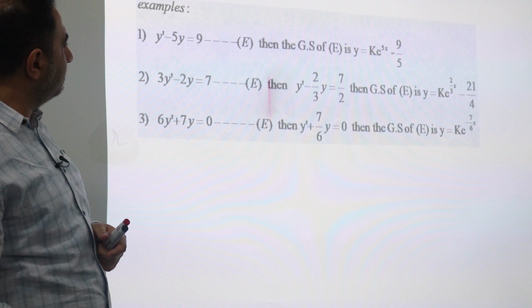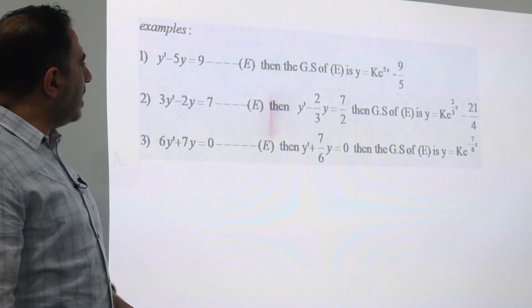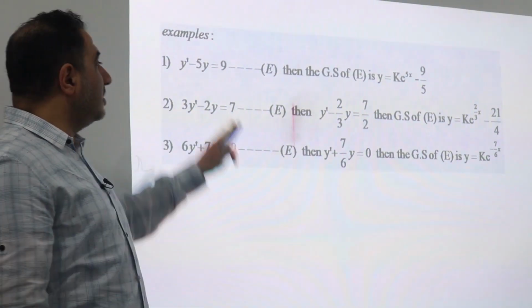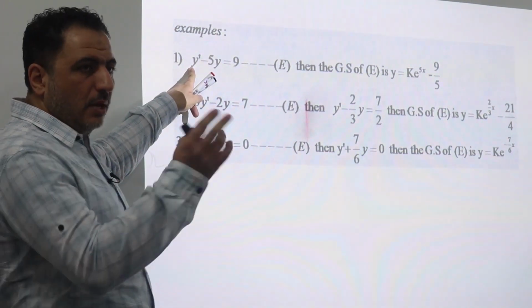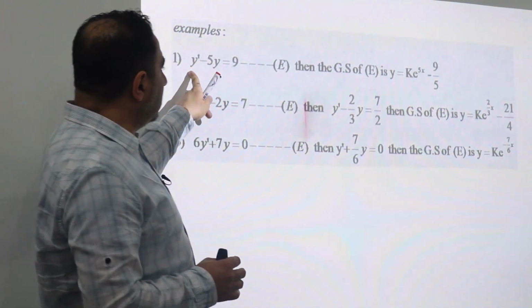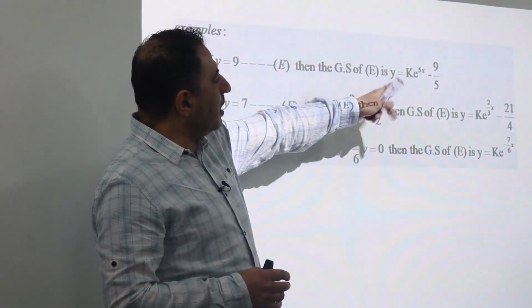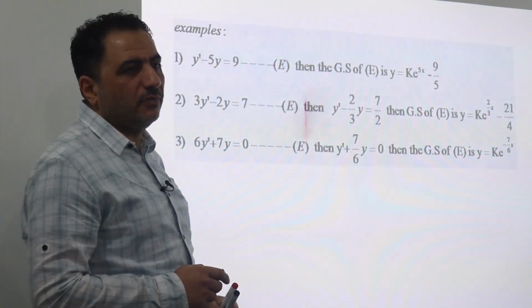Now, as an application, if you need to solve y prime minus 5y equals 9. This is a first order linear differential equation, yes. The coefficient of y prime is 1, yes. So we are able to apply the formula directly. What is the general solution? y equals k e power 5x minus 9 over 5.